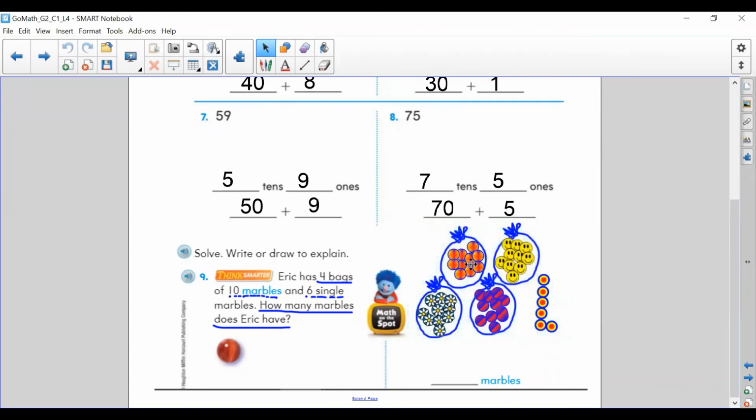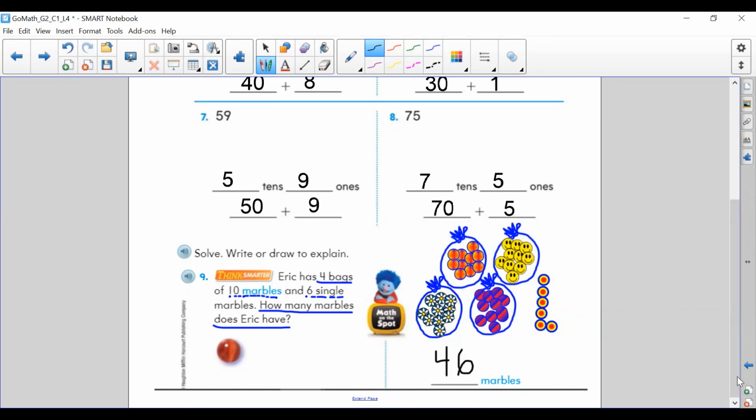Oh, there they are. There's my 4 bags of 10 marbles. And there's my 6 little marbles that are all by themselves, not in bags. So if we count by tens, we have 10, 20, 30, 40. We have 4 tens, don't we? And that's 40 plus 6 single marbles, 40 plus 6. And that is how many, boys and girls? That is right. That is 46 marbles. That's how many marbles Eric has.